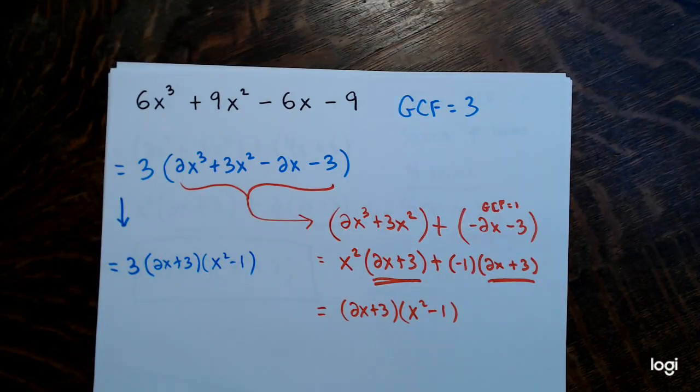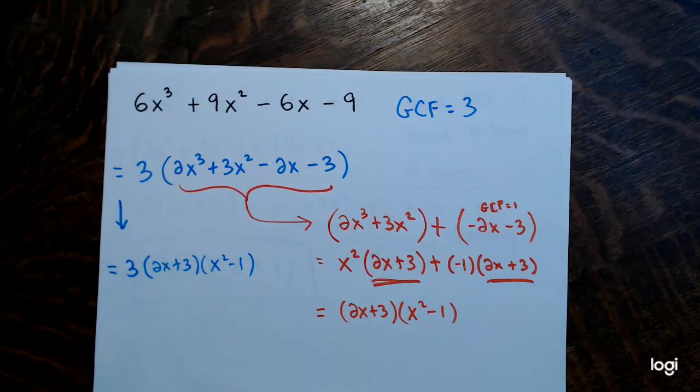But can it be factored any further than this, right? Through GCF we're going to leave alone. 2x plus 3 is a linear, a degree 1. That's as far as that goes. But the degree 2s or higher, we can see if those can factor any further.